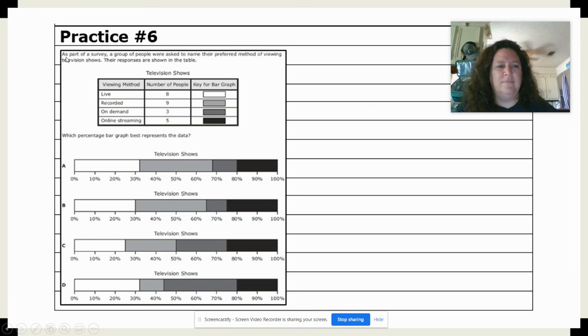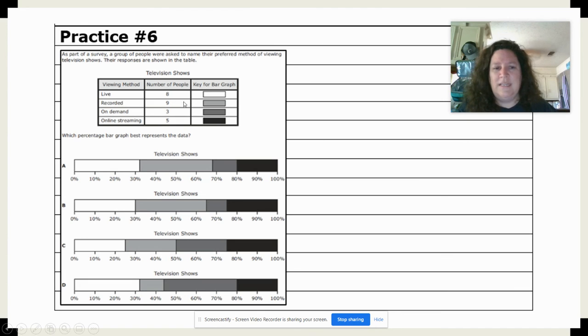All right, so practice problem 6 says as part of a survey, a group of people were asked to name their preferred method of viewing television shows, and the responses are shown below. So we have these students here. We don't have percentages, but I can look and say 8 and 9, those percentages need to be close together. 3 needs to be pretty small and 5 a little bit bigger. So I know that one of them, letter C, is really bad because look, 25, 25, 25. Are all the values the same? No, so that's a bad one. So when you're working through that one, keep that in mind.